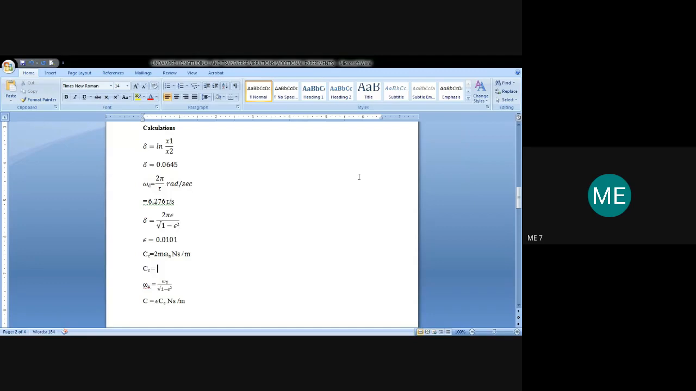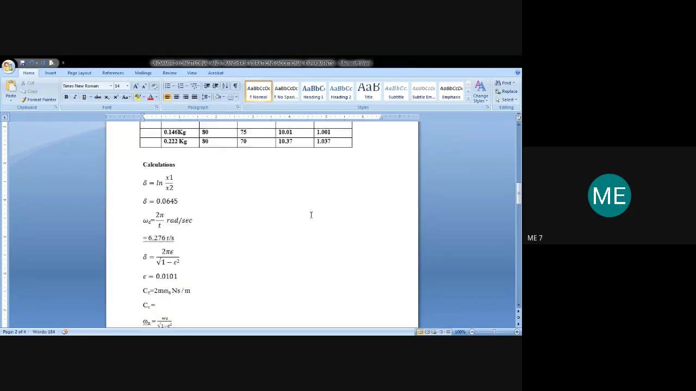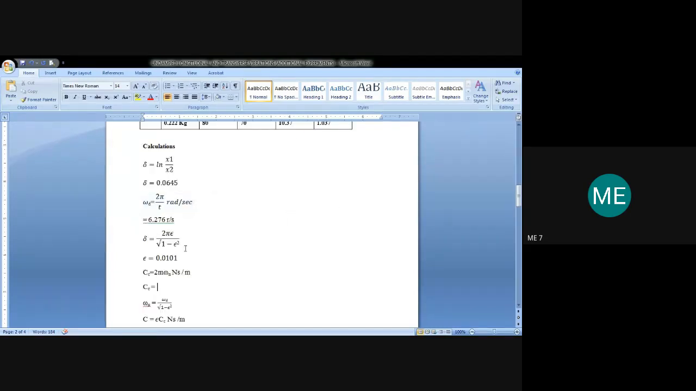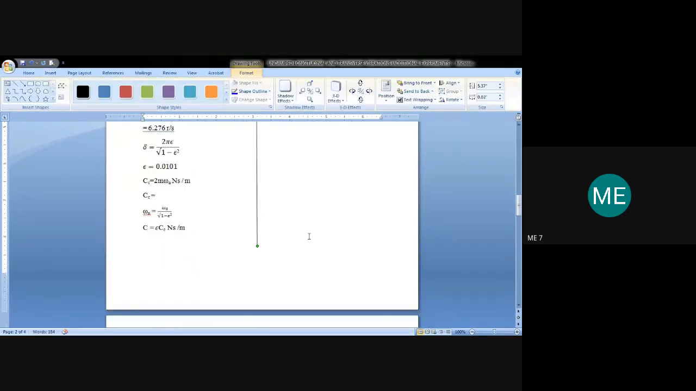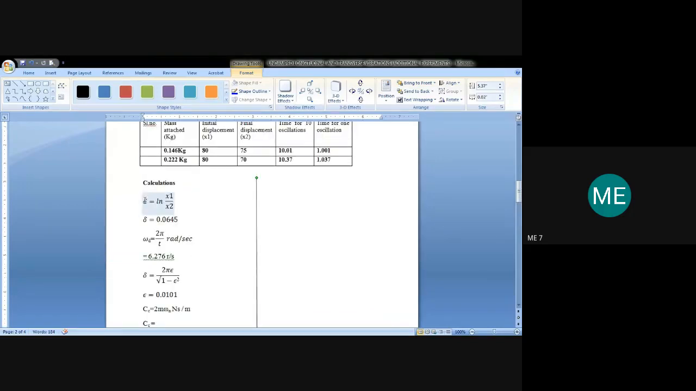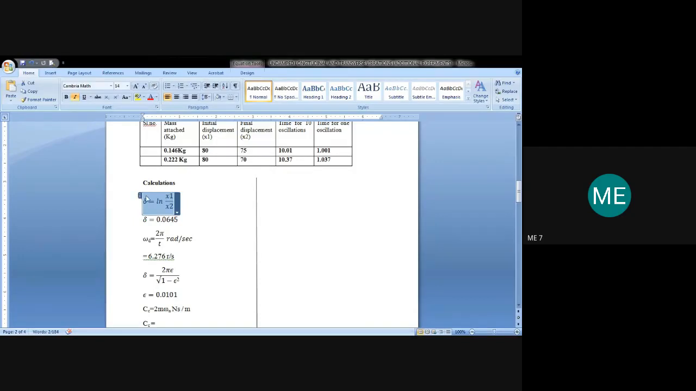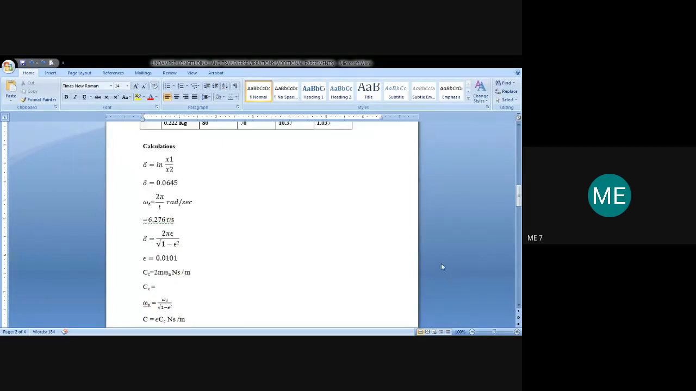Omega d is 2 pi by T. T is 1.037 for the second. Okay, all right, calculate for both. Calculate all the parameters for both the readings.